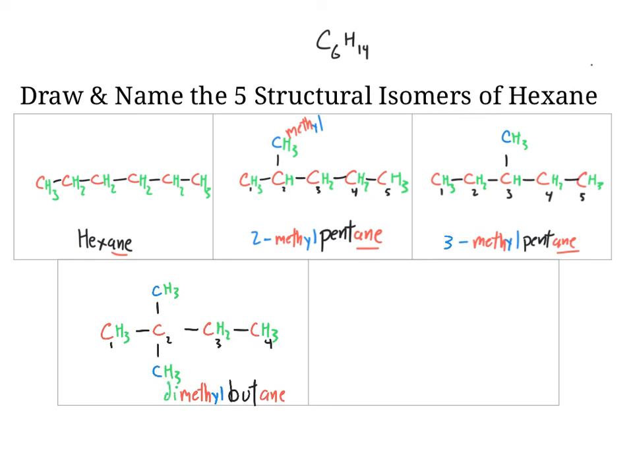And when I add that prefix di, that also tells me that I have to tell the location of where both of those branches are. So this is going to be a 2,2-dimethylbutane. And so I told you that there were 5 total structures that you could draw for hexane. So we're going to go ahead and do that now.